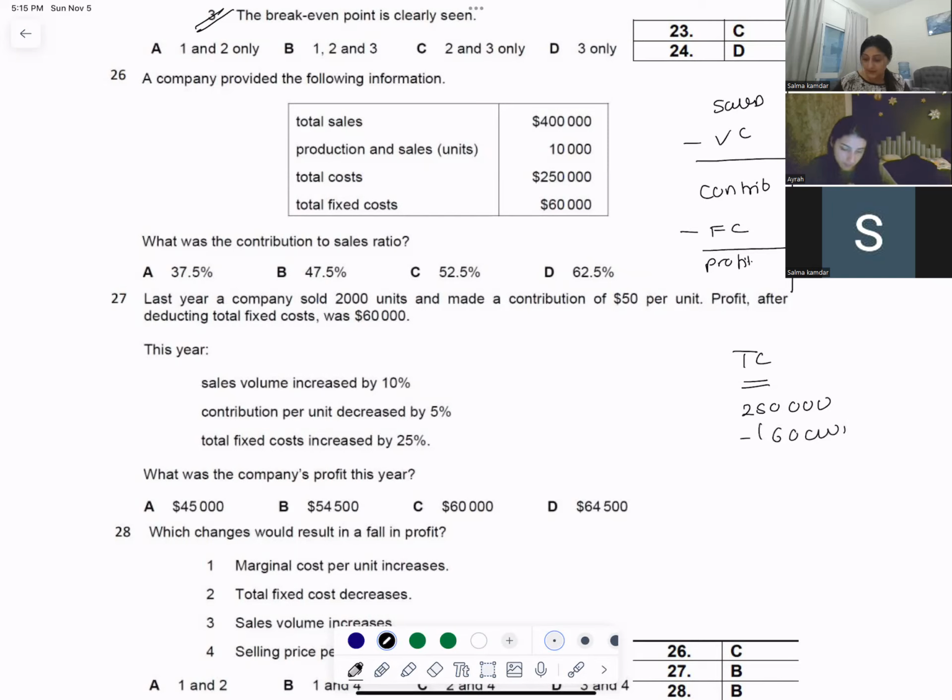So you know contribution? How will I know contribution? You want this figure, right? We have sales, 400,000, and variable cost.